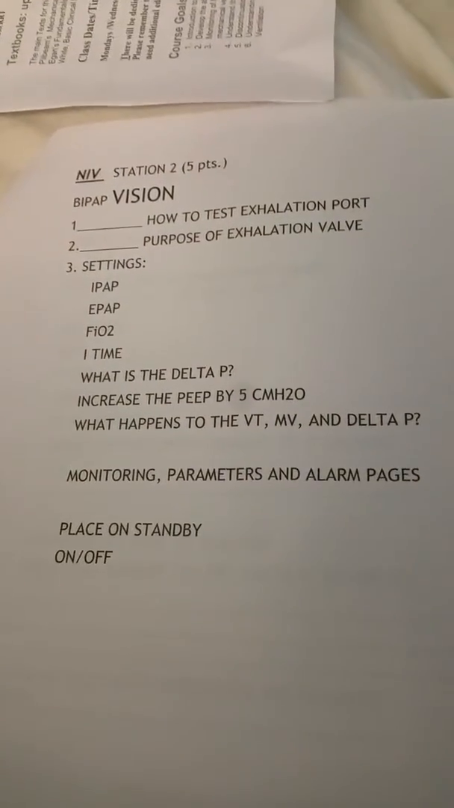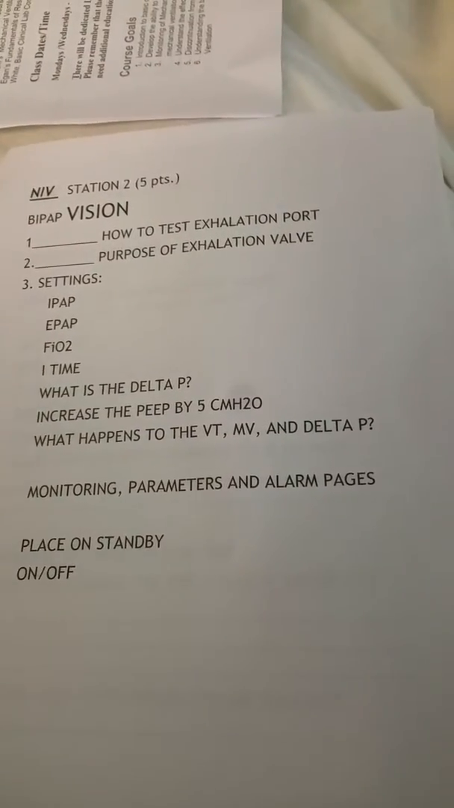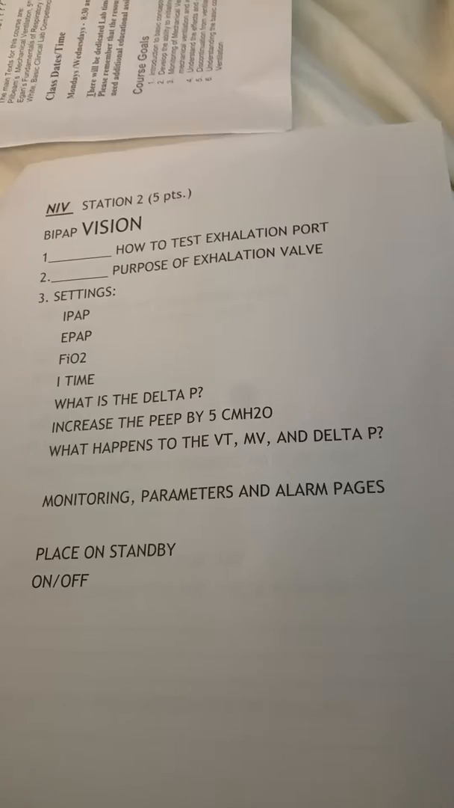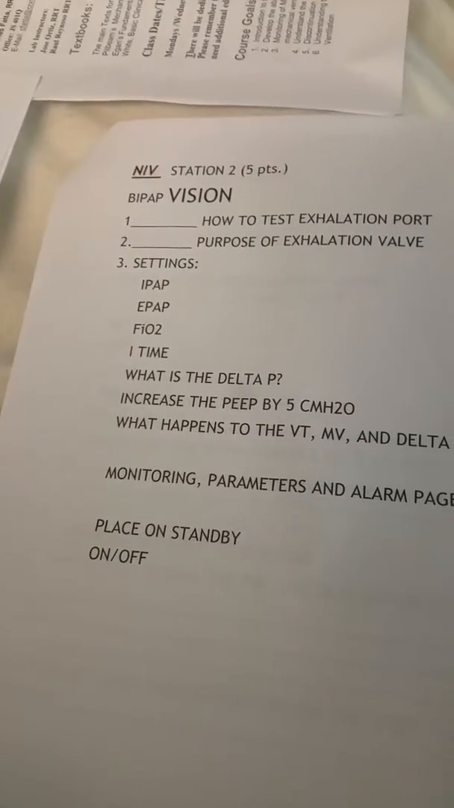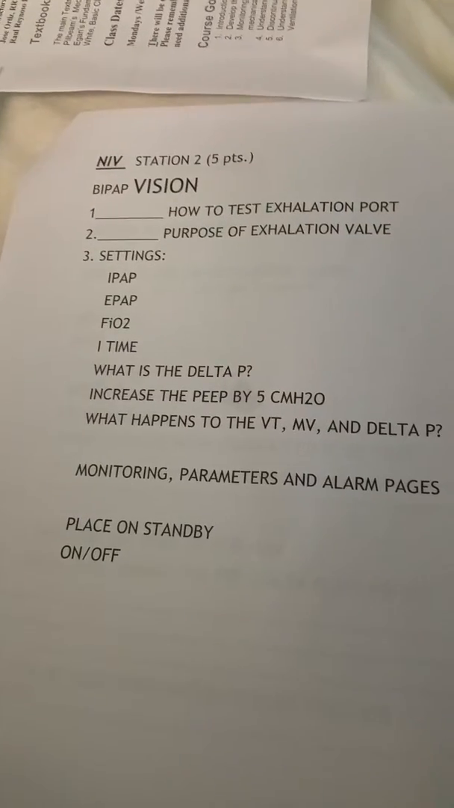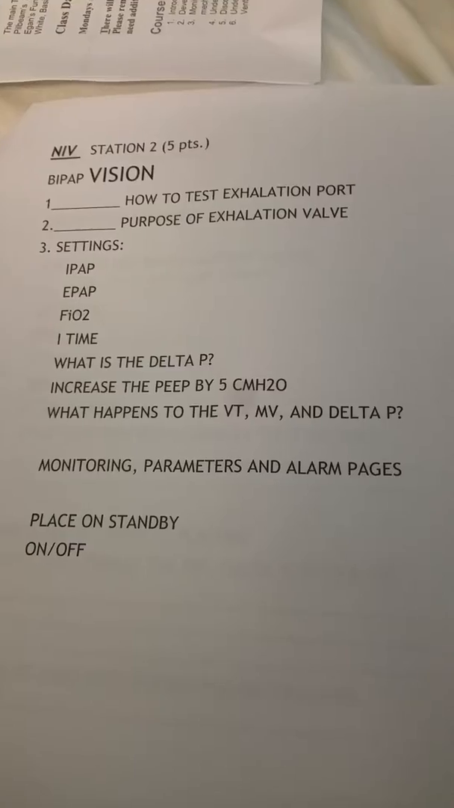is the delta P? You know that the delta P is the difference between the IPAP and the EPAP, right? And then if I increase the PEEP by 5, what happens to the tidal volume? We just dropped it, right? If we go up on the PEEP, we just decreased our delta P, so our tidal volume actually decreases. So if our tidal volume decreases, what does our minute ventilation do?